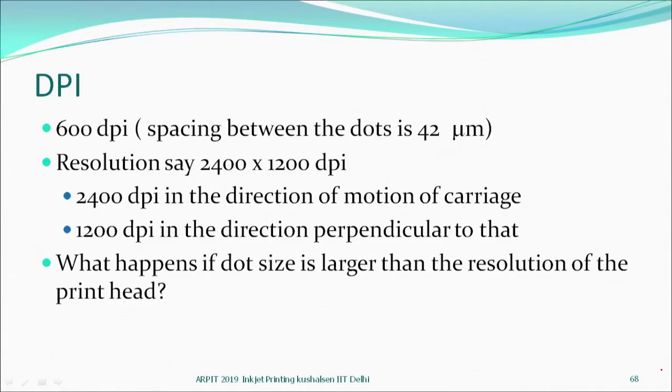So, what happens if the dot size is larger than the resolution of the print head? What happens if the dot size is larger than the resolution of the print head? There is always a chance that one drop overlaps the other one, then you can appreciate the quality of the print is going to go down.